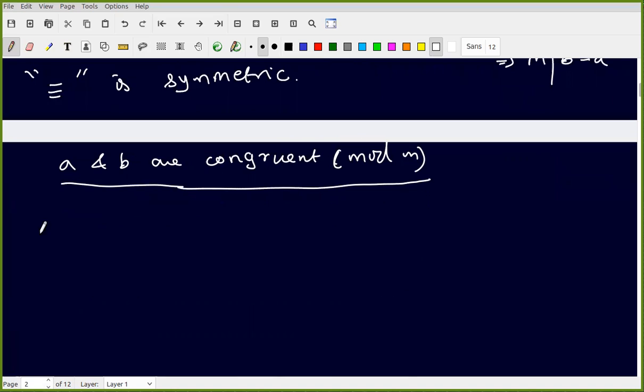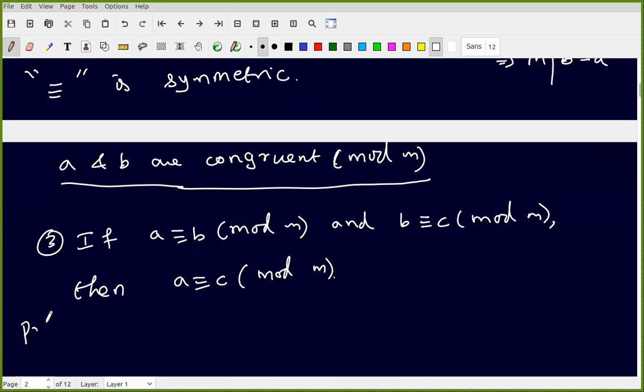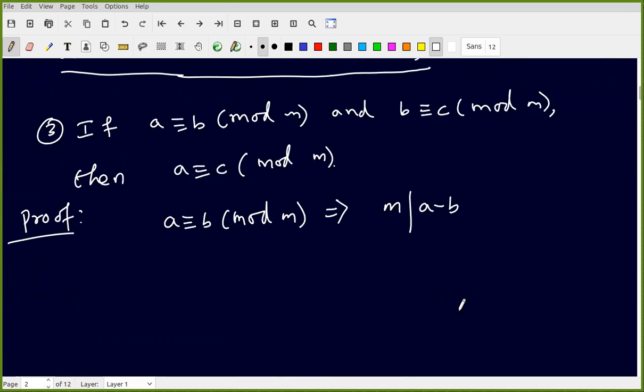And the third one: if a is congruent to b modulo m and b is congruent to c modulo m, then you can prove that a is congruent to c modulo m. So the proof of 3 is the following. a congruent to b modulo m means m divides a minus b. Right? b congruent to c modulo m.